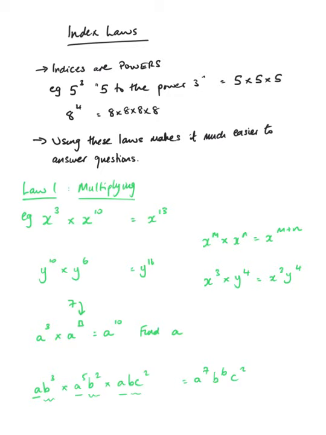Now you may wonder why this is working. If I think about something like this, x to the power 4 times x to the power 3, x to the power 4 is x times x times x times x, and x to the power 3 is x times x times x. So we can see there I have 7 x's all multiplied together. So I'm going to get x to the power 7.